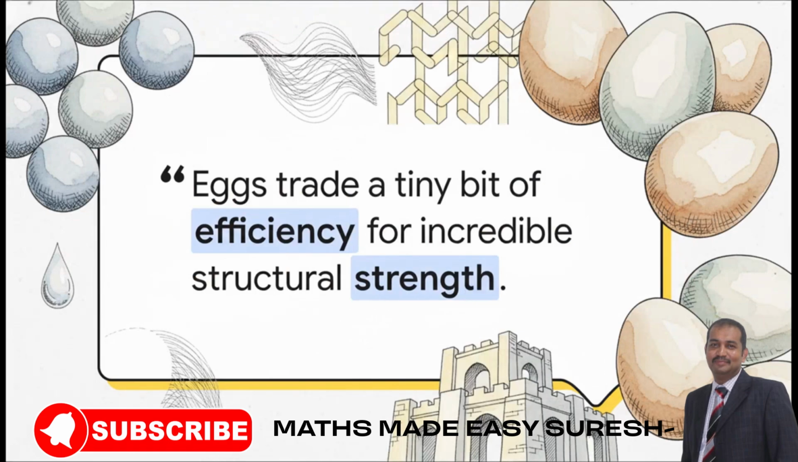This really reveals the brilliant trade-off at the heart of the egg's design. See, a perfect sphere is technically the most efficient shape for holding volume, but nature sacrificed a tiny bit of that efficiency to gain enormous structural strength and safety. It's just a masterclass in natural engineering.